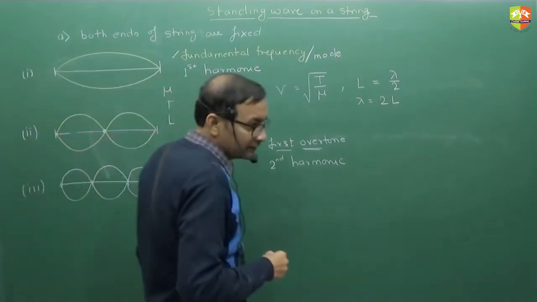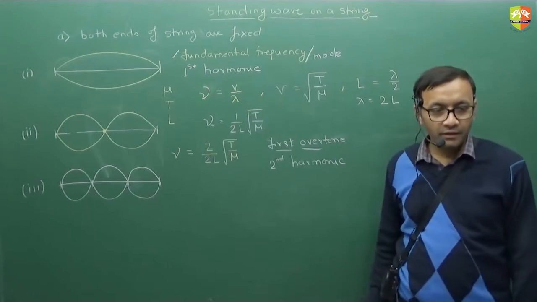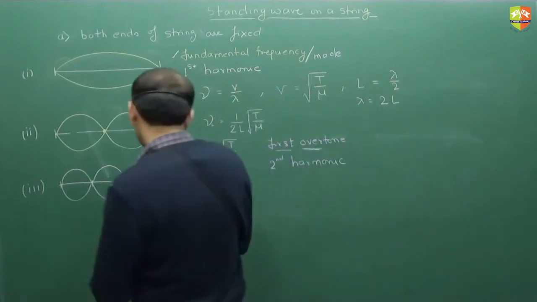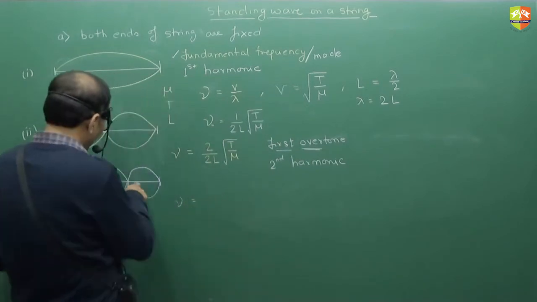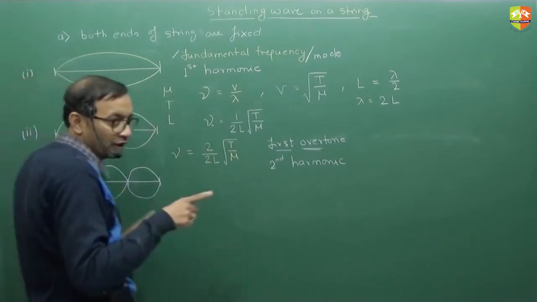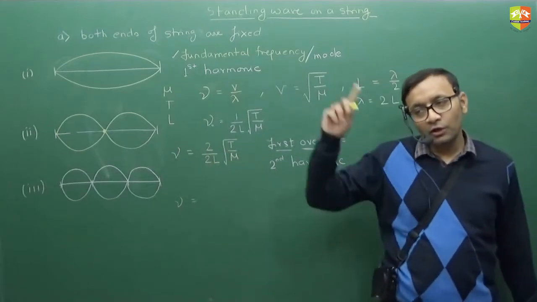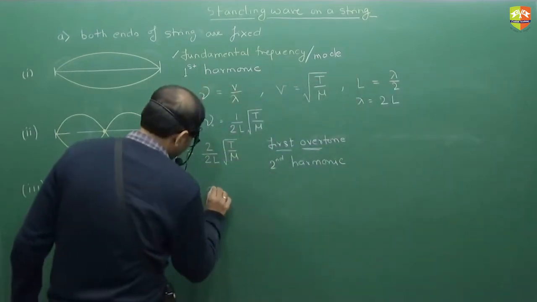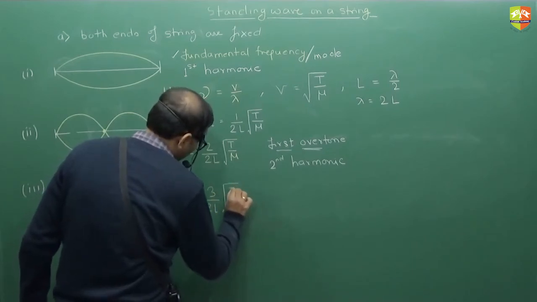It will be like this. Now what will be the frequency? 3 by 2. Now lambda by 2, lambda by 2, lambda by 2. 3 lambda by 2 is equal to L. So lambda is 2L by 3. So the frequency will be 3 by 2L root over T by mu.